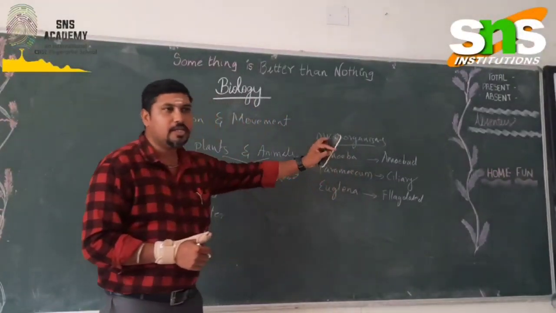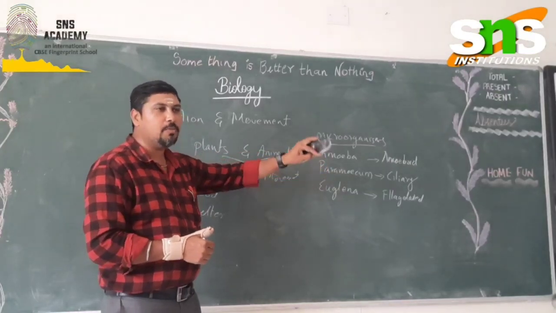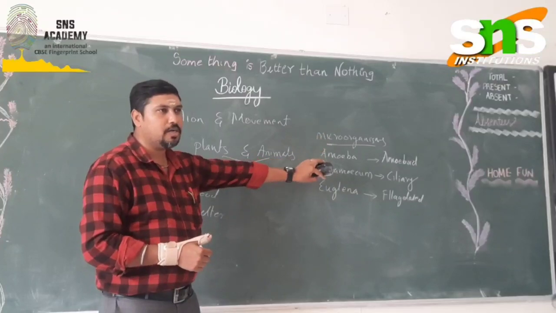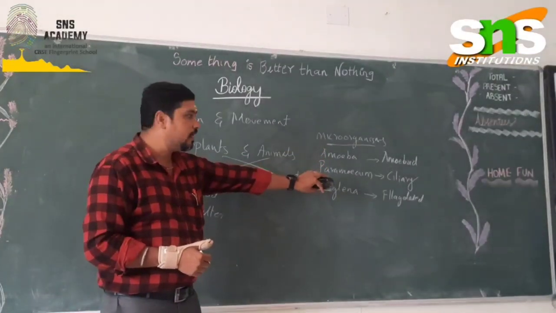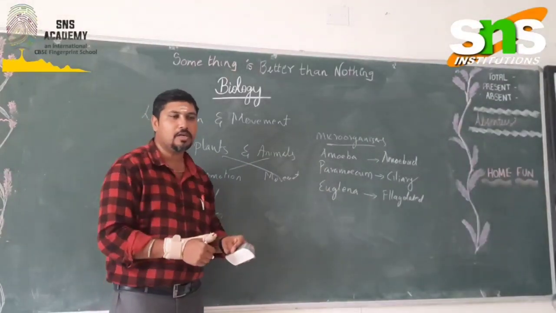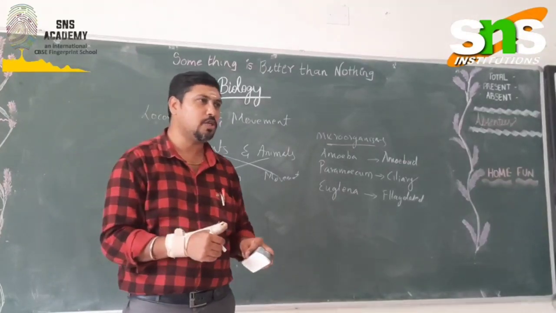Right, so these are the three types of movements in lower organisms. The three common movements are amoeboid movement, ciliary movement, and flagellated movement. Okay, coming to locomotion and movement.